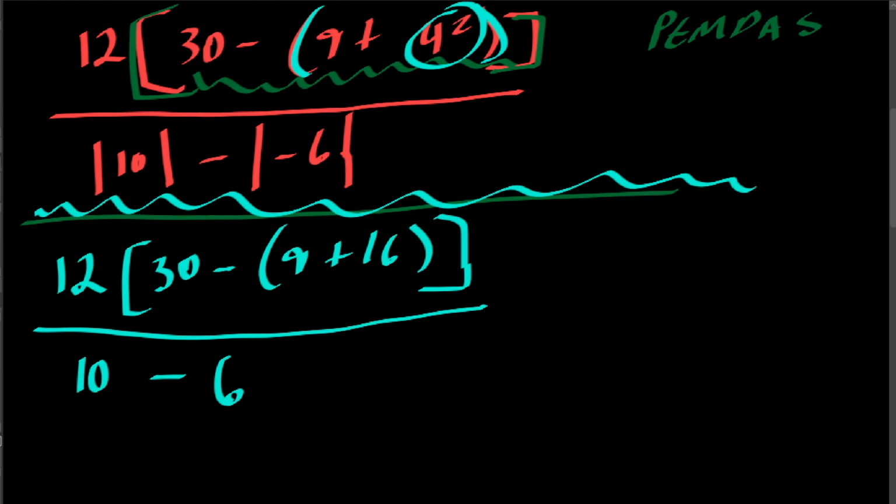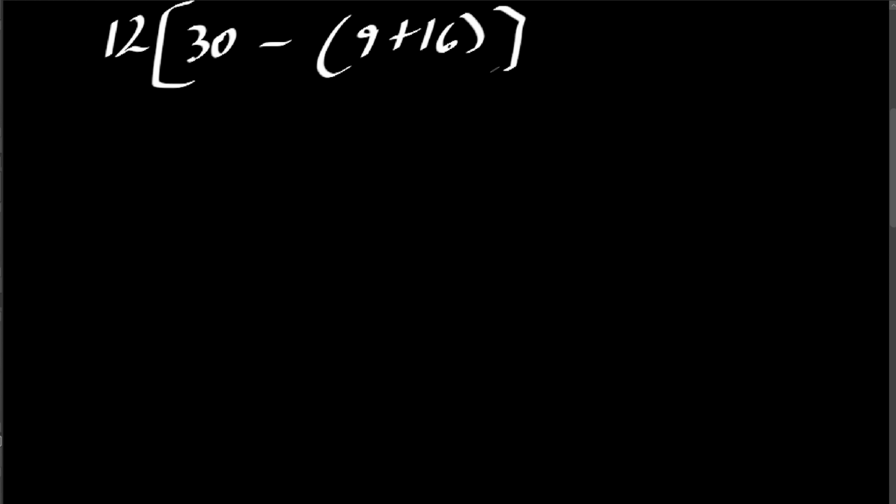All right, so now, after doing our first round of order of operations, this is what we're left with. Now, I'm going to rewrite all this just so we can be on the same page, and it can be a lot nicer looking. So 12, our bracket, 30 minus 9 plus 16, our bracket, all over, what did we say, 10 minus 6.